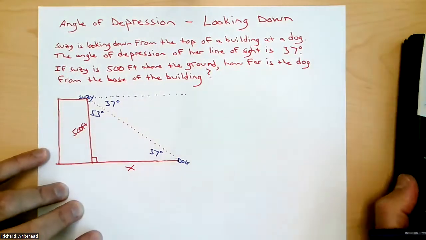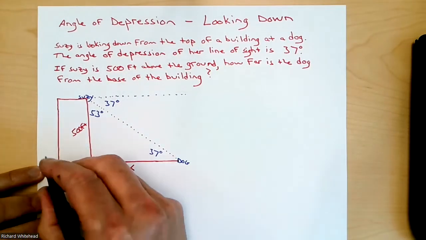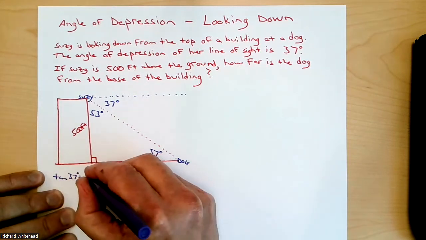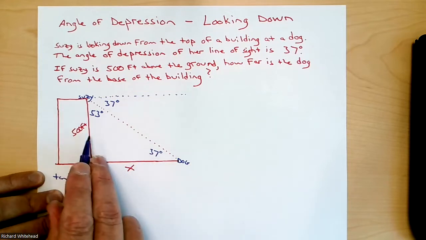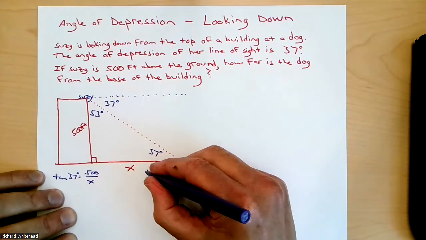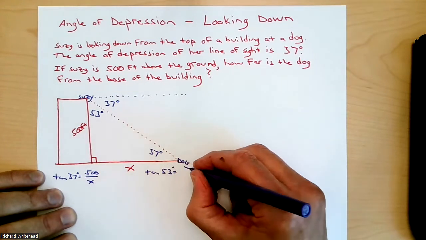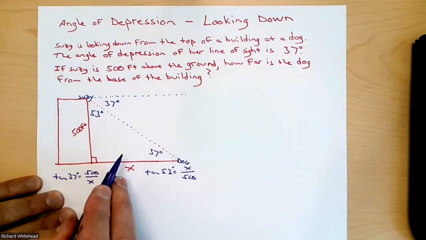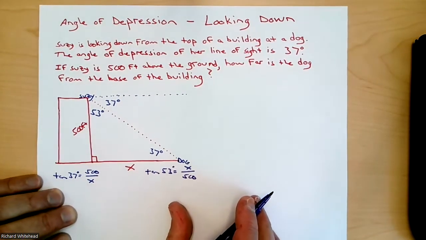So we've got two choices here. You can say, oh, if I do the 37, I can say tangent 37 equals 500 over x. So that's opposite and adjacent. Somebody else says, no way. I'm going to do tangent 53 is equal to x over 500. Here's my 53, so that'd be opposite over adjacent. So you got two different ways to do it.